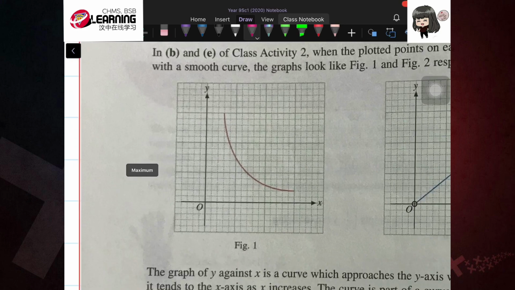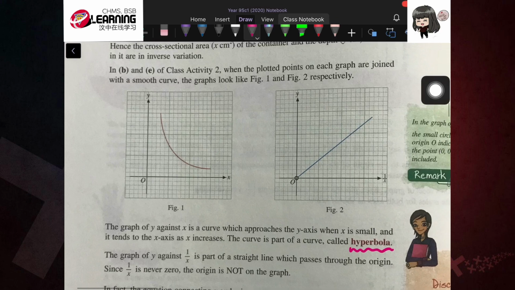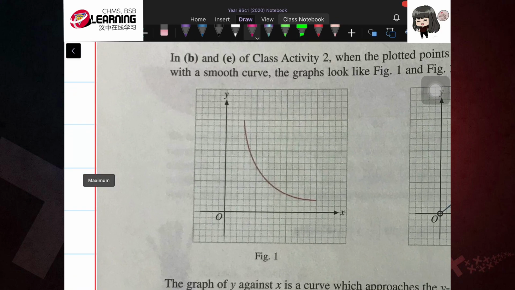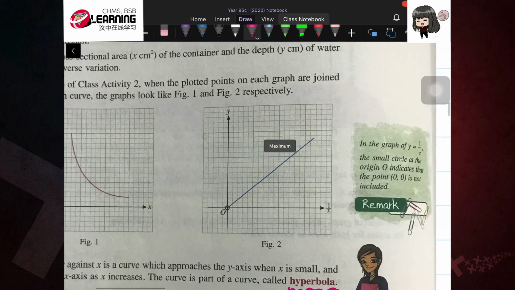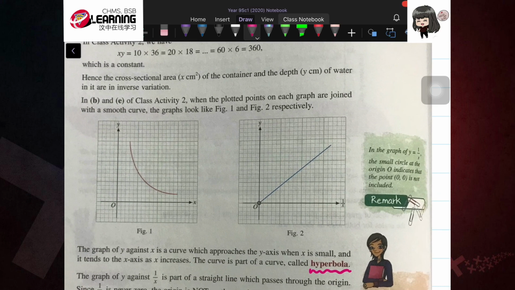It's a hyperbola graph. Look at this hyperbola. For direct variation, it's a straight line if y against x. What happens if we plot y against 1 over x for inverse variation? Both are inverse variation. For y against x, it will look like a hyperbola, and for y against 1 over x, it will become a straight line.